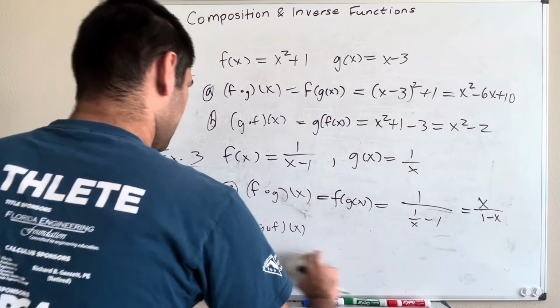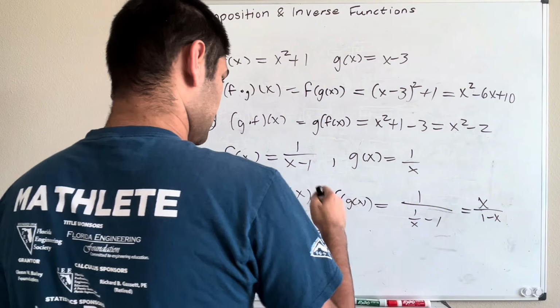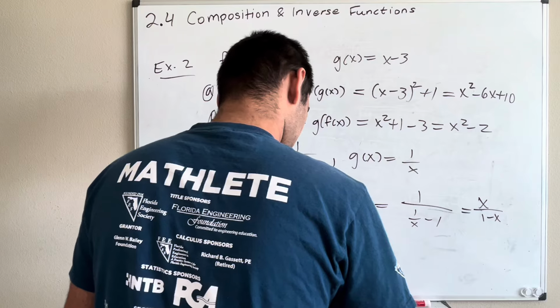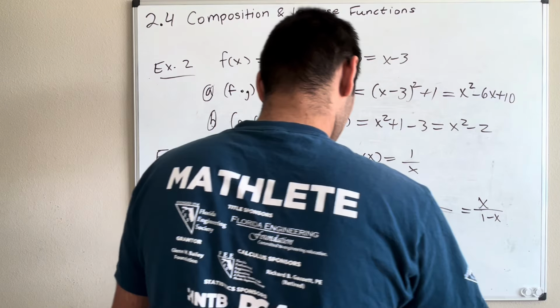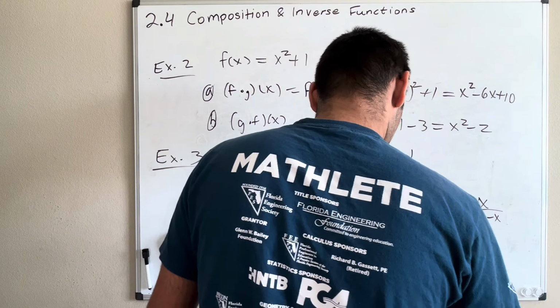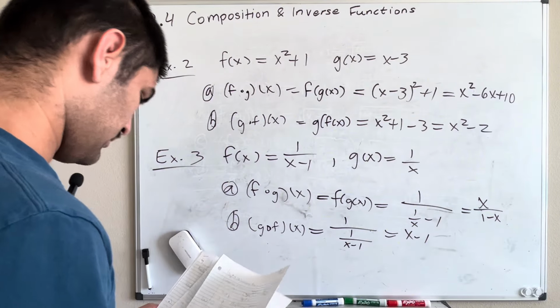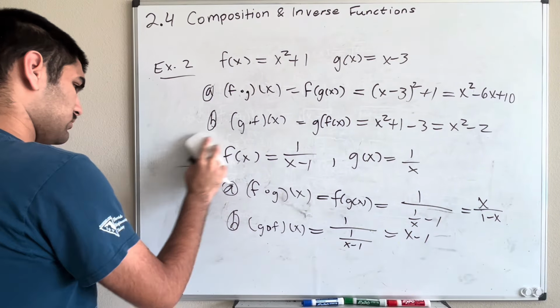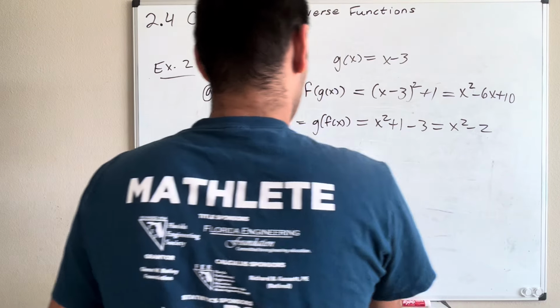Okay? And then g of f of x, this is equal to, so now you're putting this into here, so you get 1 over x minus 1, so then 1 over 1 over 1 over, that just becomes x minus 1, right? All right, cool. So now let's talk about the domains of these functions more in depth.